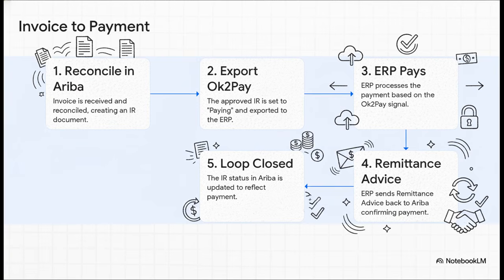Once an invoice is received and fully approved in Ariba, it creates something called an invoice reconciliation, or IR document. That IR is then set to a paying status and exported to the ERP. And that export is essentially Ariba giving the ERP the OK to pay signal. It's saying, hey, we've checked everything, this one's good to go. The ERP, which is your system for payments, then cuts the check or makes the transfer and sends a remittance advice back to Ariba to confirm the payment details, officially closing the loop.